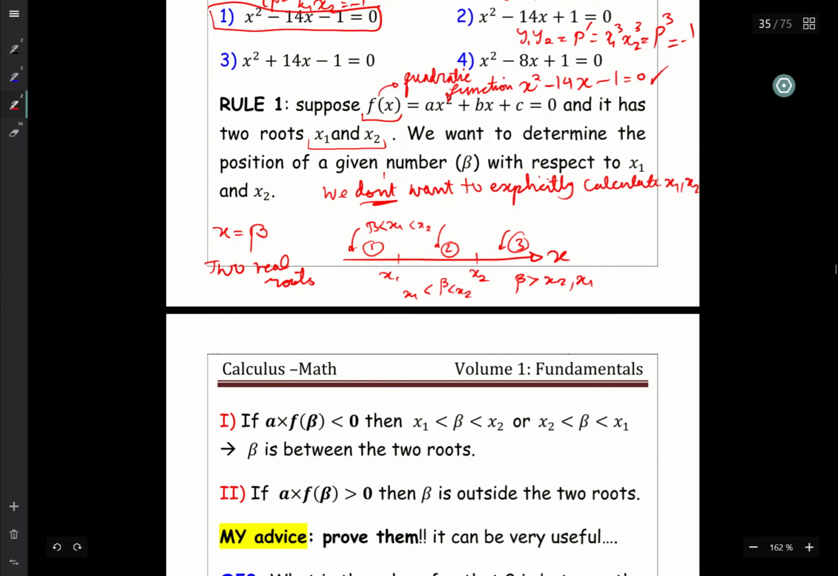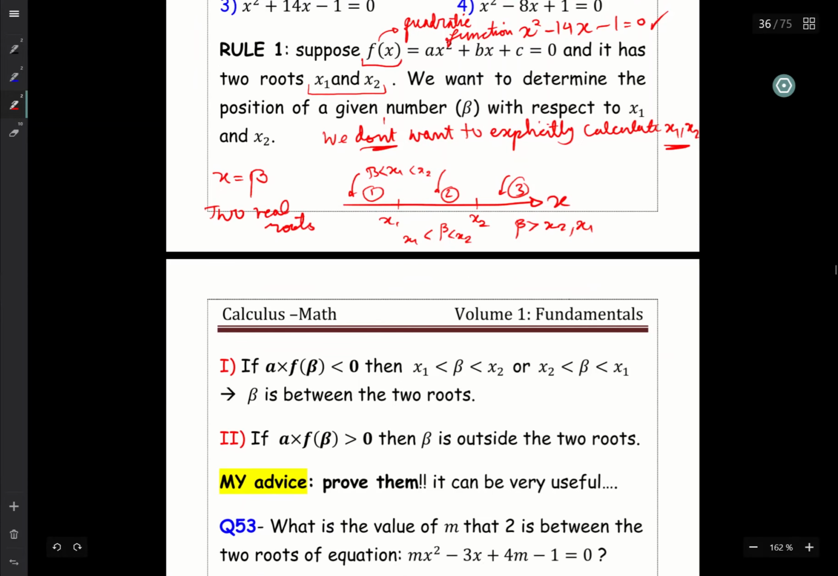But the point here is that we don't want to explicitly calculate the roots and then compare them with the beta. So how do we do that? It's very interesting.